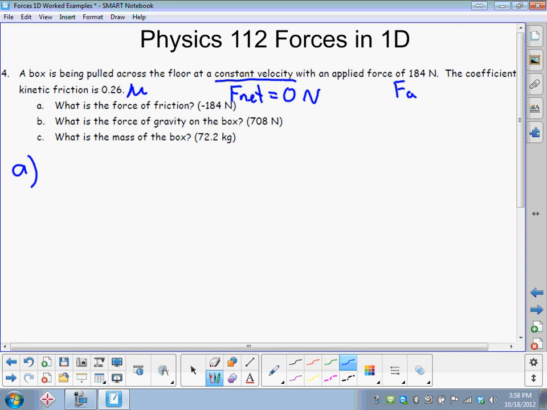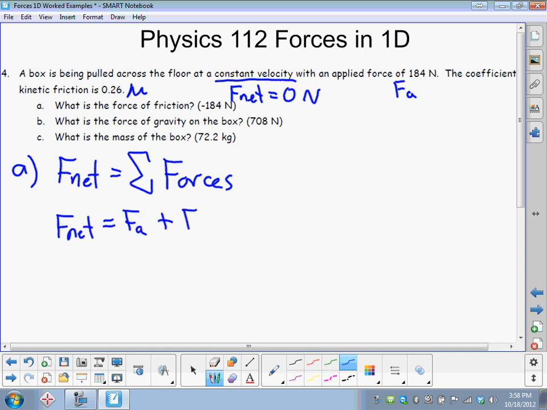So the easiest way to get force of friction is to remember that the sum of the forces is the net force. So the net force is our applied force added to our force of friction. Those are the only 2 forces acting on this object. I don't write down force of gravity or normal force. Only forces acting horizontally on this object.